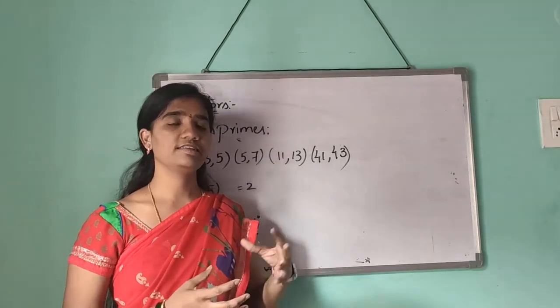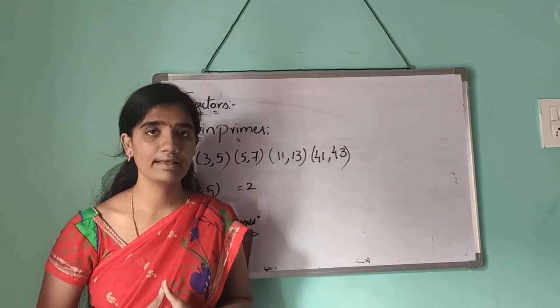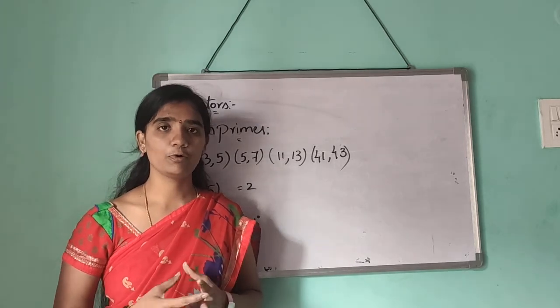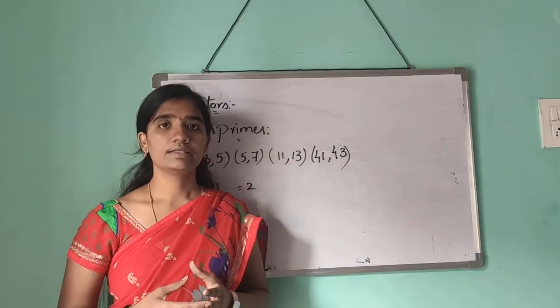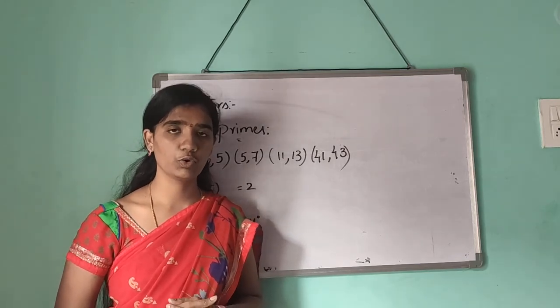To start this exercise 3.2, we should all know these topics: factors, composite and prime numbers, third one co-primes, fifth one twin primes. We all should know these topics.